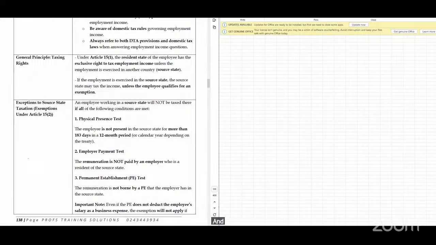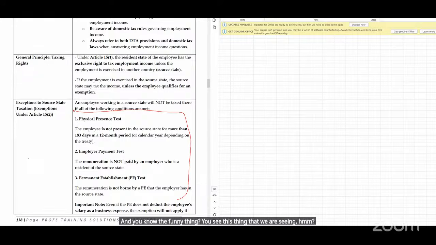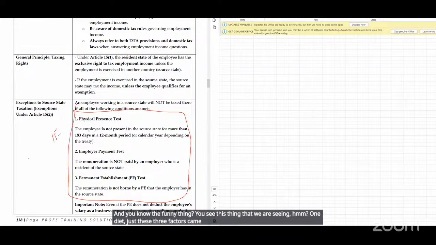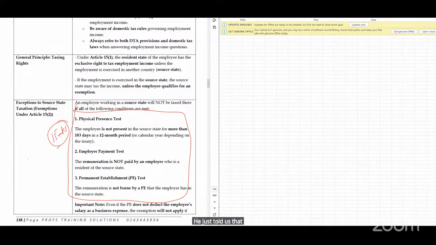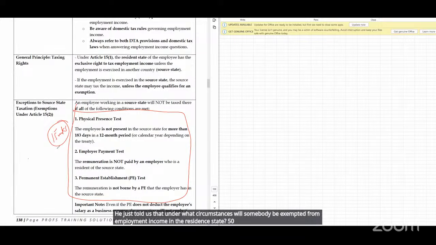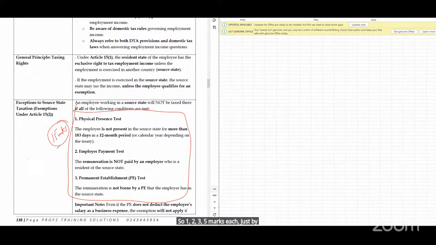And you know the funny thing? You see this thing that we are seeing? One year, just these three factors came for 15 marks. They just asked under what circumstances will somebody be exempted from employment income in the source state? 15 marks. So one, two, three, five marks each just by listing. So in international tax, these are the rules. You are good to go.